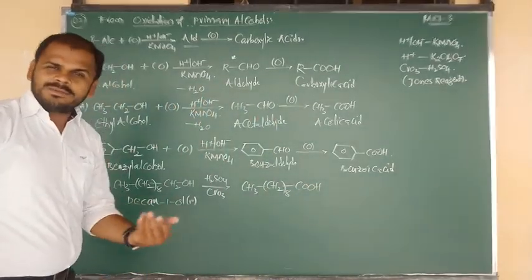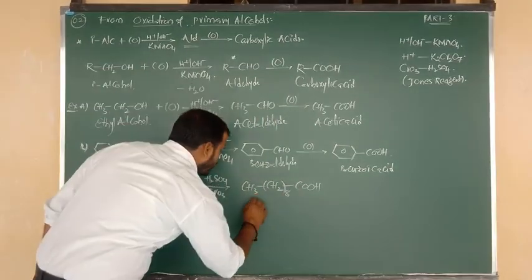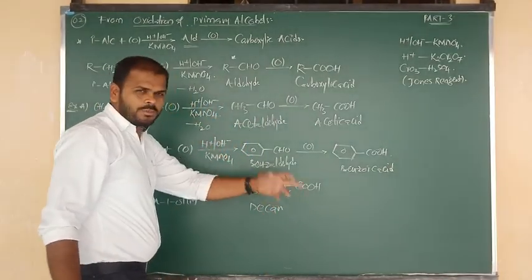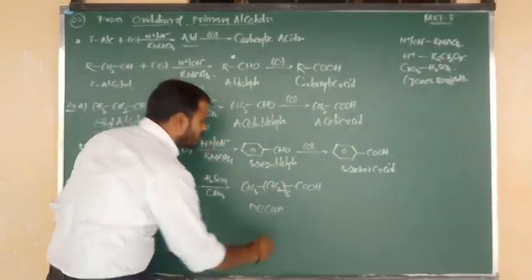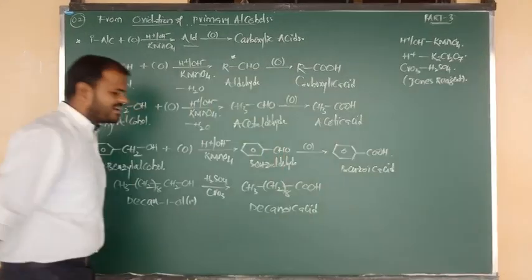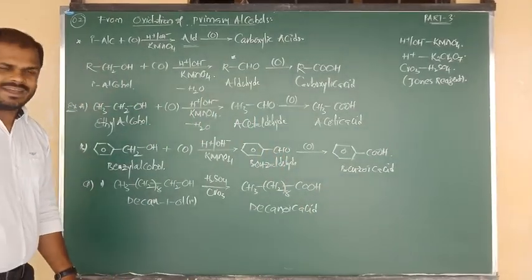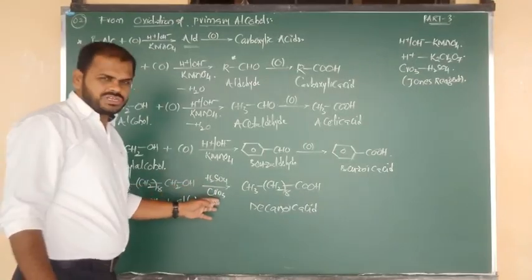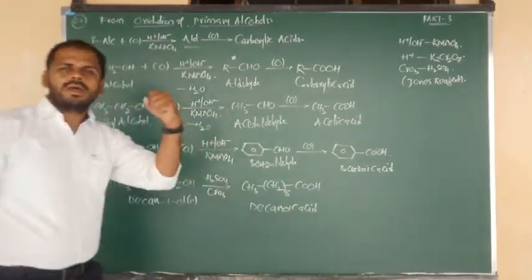Again here the number of carbons is 10. So 10 is nothing but dec. Single bond is nothing but an. The functional group is nothing but COOH, meaning you have to write oic acid. So what is your final product, Nana? Decanoic acid. Decan-1-ol, a primary alcohol, upon oxidation gives the product, which is nothing but what, Nana?